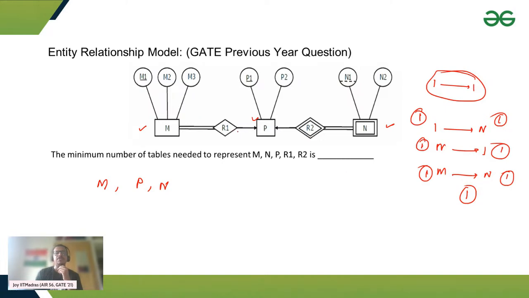Right. Now for this scenario, we don't have anything called many to many. So this is kind of many to one. This is again one to many. So we'll be having at most how many tables? Three tables, right? For this M, P, N.